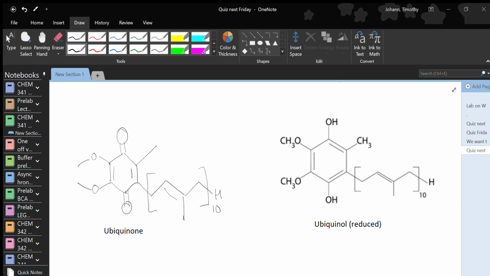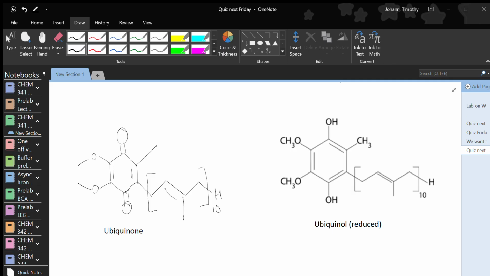So ubiquinone, what we've done is we've oxidized this, right? That's the oxidized form. You reduce it, you add a couple hydrogens, right? You can see we have 2 more electrons in there. So it's a 2 electron carrier. It's going to be worth 1.5 ATP when we get to the other end.